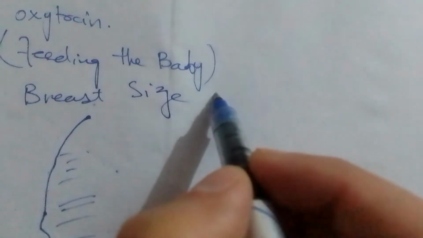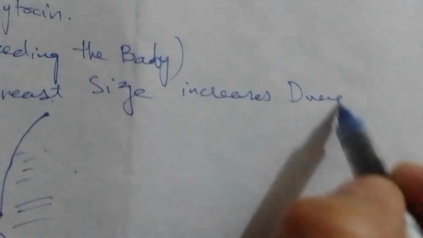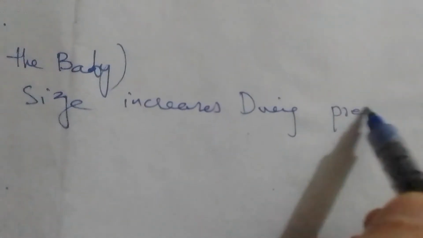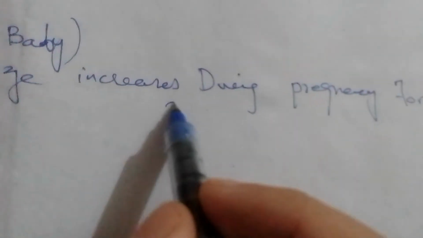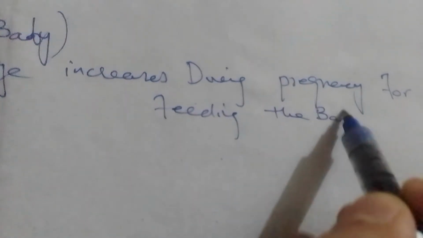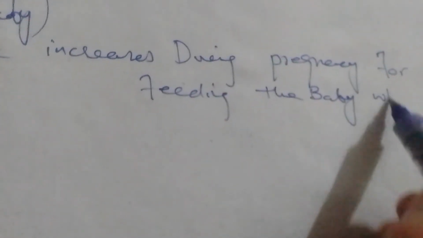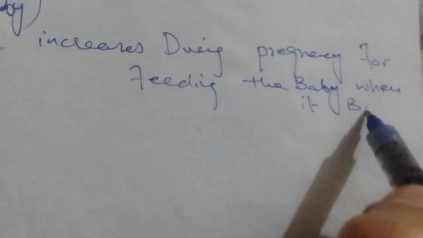This increase in size is because the adipose tissues in the breast hypertrophy and increase the breast size of the mother. Increase in pregnancy for feeding the baby when it is born.